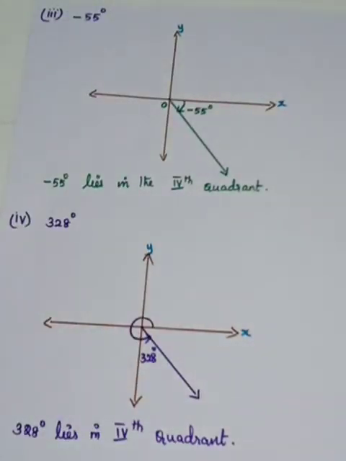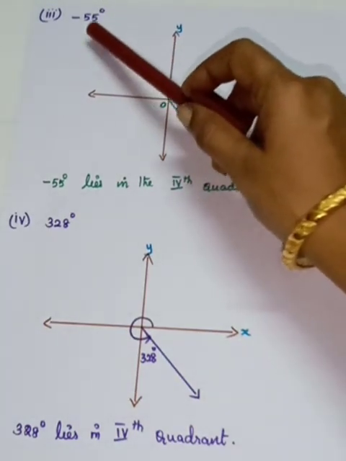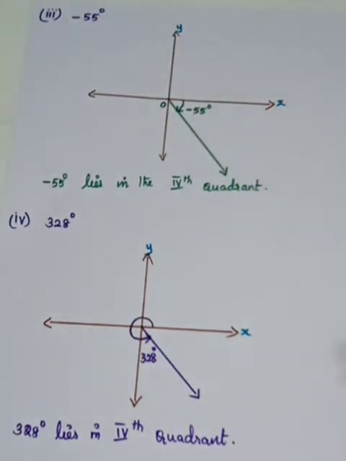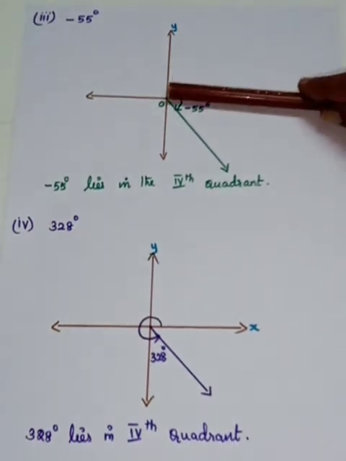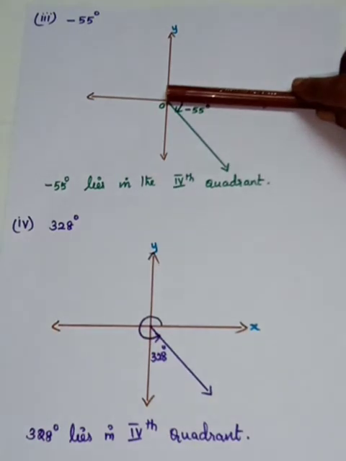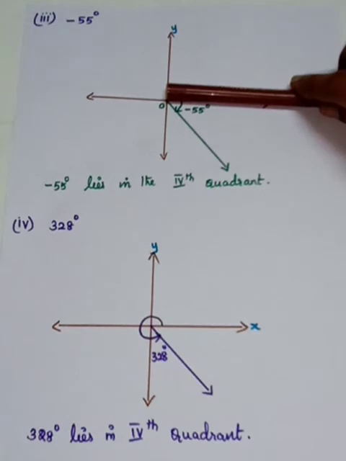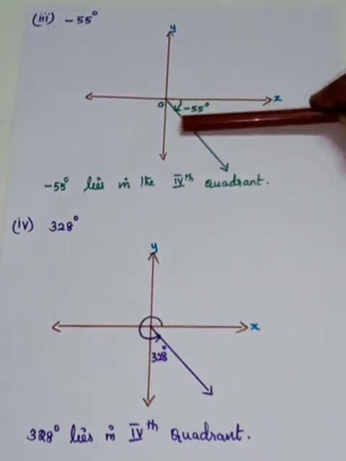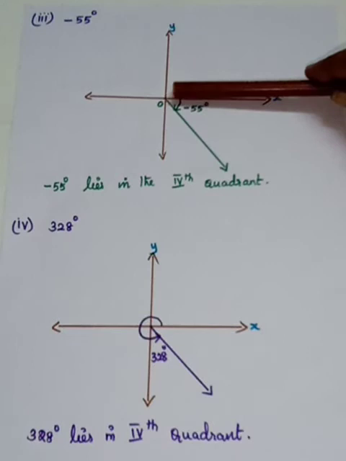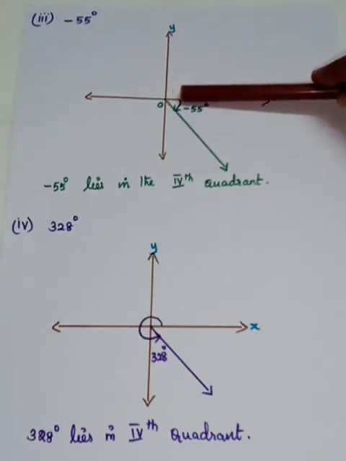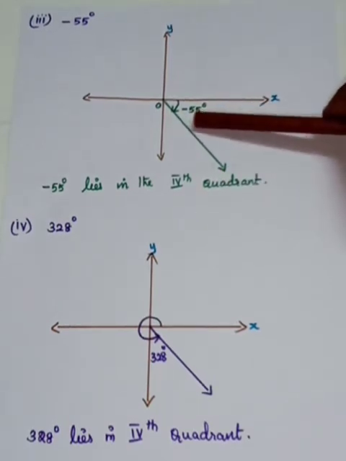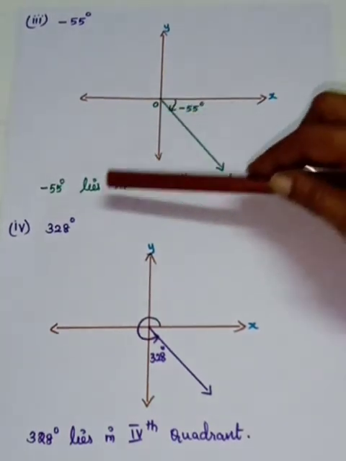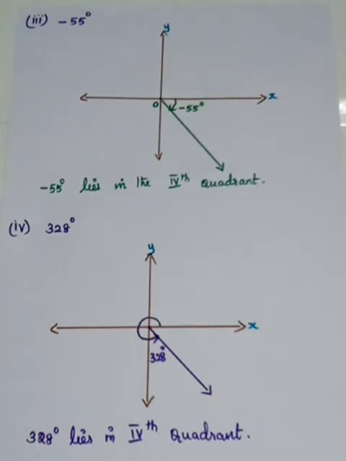You see minus 55 degrees. It is a negative angle. So we have to do the rotation in the clockwise direction. So see now, here this is your initial ray, initial side. But now you have to rotate clockwise. How many degrees? 55 degrees. One quadrant means 90 degrees, so we have to move clockwise. So we will move in this clockwise direction. So this is the terminal side of the angle. So this is your minus 55 degrees. So minus 55 degrees lies in the fourth quadrant.